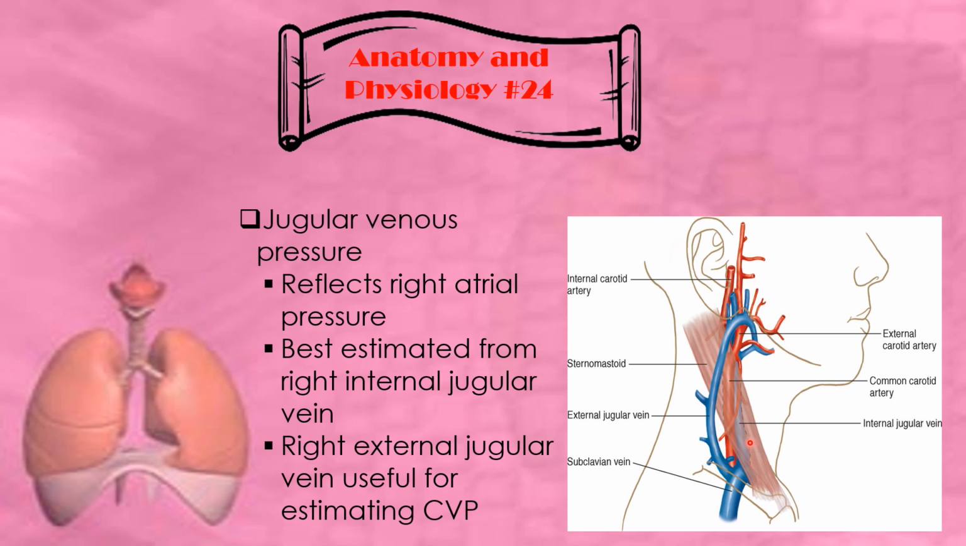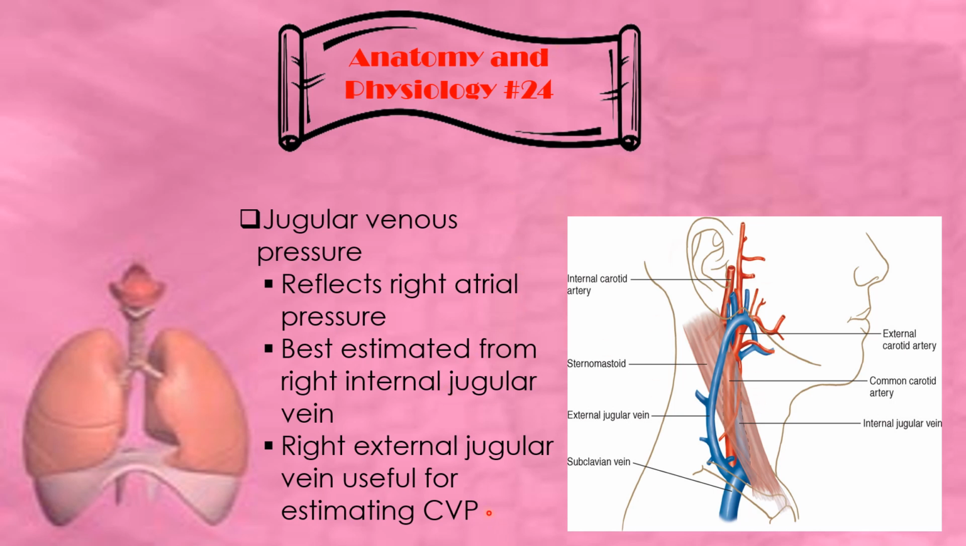Okay, so the jugular veins provide an important clinical index of the right heart pressures and the cardiac functions. The jugular venous pressure, or the JVP, reflects the atrial pressure, which in turn equals the central venous pressure and the right ventricular end-diastolic pressure. So the JVP is best estimated from the right internal jugular vein, which has more direct anatomic channels into the right atrium.